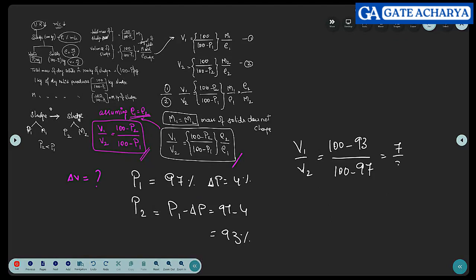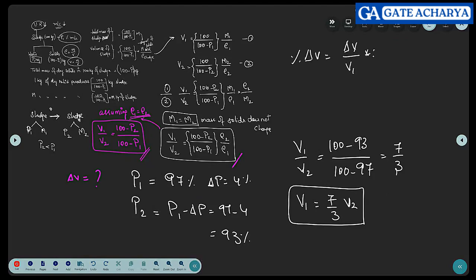V1 by V2 is equal to 100 minus P2, which is 93, by 100 minus P1, which is 94. This is 7 by 3. So V1 is equal to 7/3 times V2. The percentage change in volume is the change in volume to the initial volume into 100, where delta V is V2 minus V1. Or write V2 as 3/7 times V1, which will be more convenient: 3/7 times V1 minus V1, by V1, into 100. Simplify and give me the percentage.